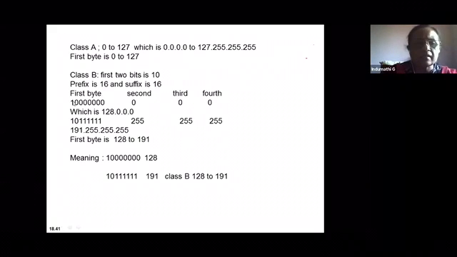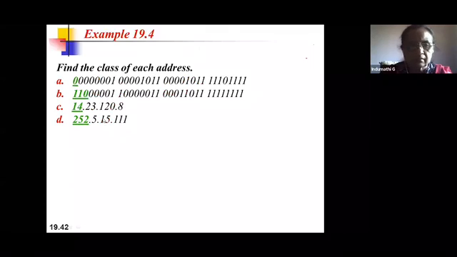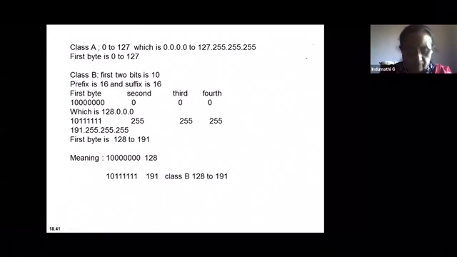Now, what is the range of the first byte? The first byte is 1 followed by 7 zeros, and the second and third bytes will be all zeros. So what is 1 followed by 7 zeros? It is nothing but 128. That is why your second type of address, class B, starts from 128. So the first address should start from 128.0.0.0 and it ends at 191.